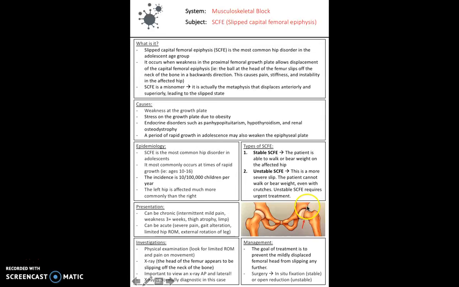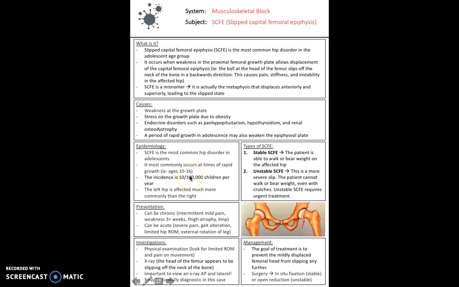to this slipped state. So the causes behind this, it tends to be a chronic condition as opposed to an acute condition, so weakness at the growth plate, stress on the growth plate due to obesity, endocrine disorders, and a period of rapid growth is usually responsible for this SCFE. There are two types. You can have stable SCFE, so this is where the patient's still able to weight bear on the affected hip, whether it be with or without crutches, and unstable SCFE, so this is more severe, and this patient cannot walk or weight bear on the hip.